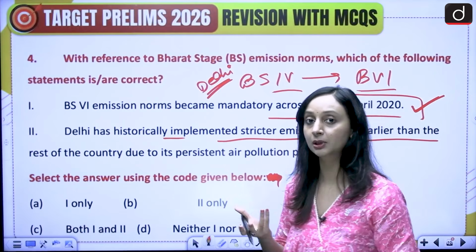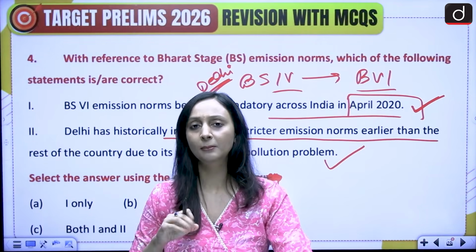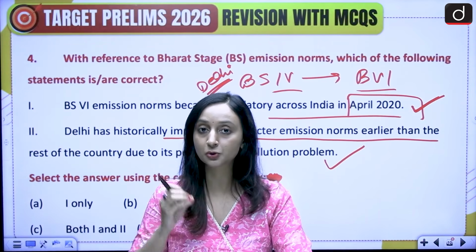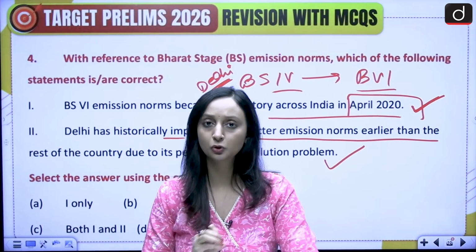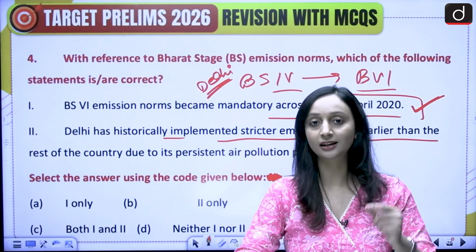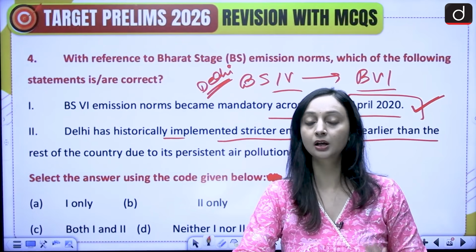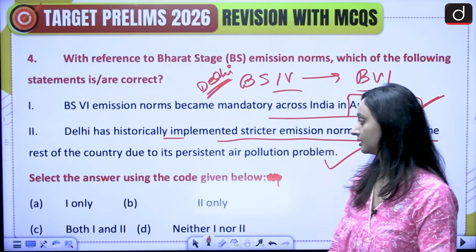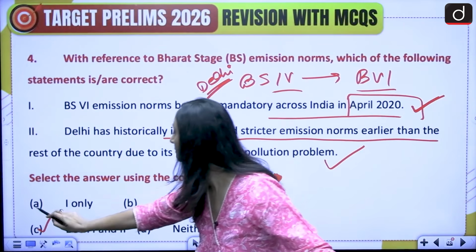So some targets have been given, like you have to bring down the nitrogen oxide emission by at least 70% in the diesel vehicles, or you have to reduce the sulfur content to 10 ppm from the earlier 50 ppm. So you do not have to memorize the individual targets, but just to give you an idea, there are certain targets that are given under each emission stage. Okay, and right now we are at BS6. So the correct answer would be both 1 and 2. Option C.